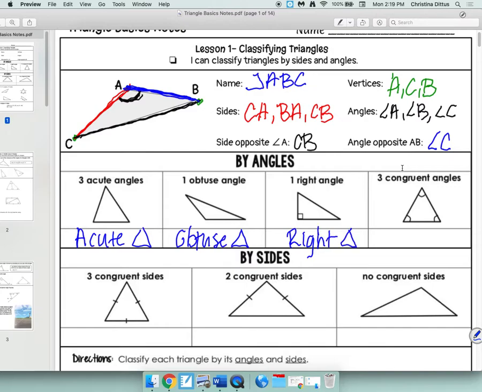This is probably the one that you haven't heard of before. If you have three congruent angles, we call it equiangular. All it means is that you have equal angles. That's the next one. If I look at the sides, three congruent sides, that's kind of what you guys are thinking about. That's your equilateral.